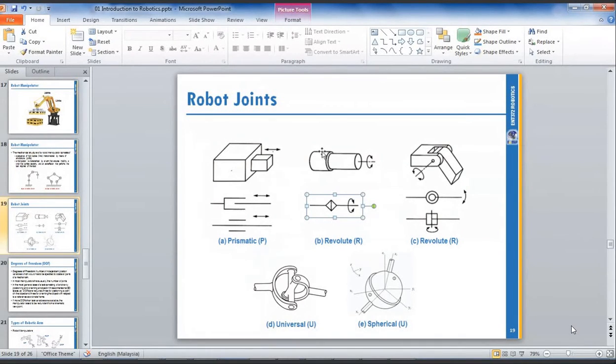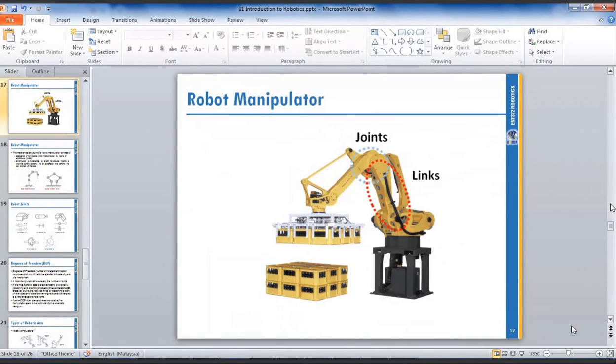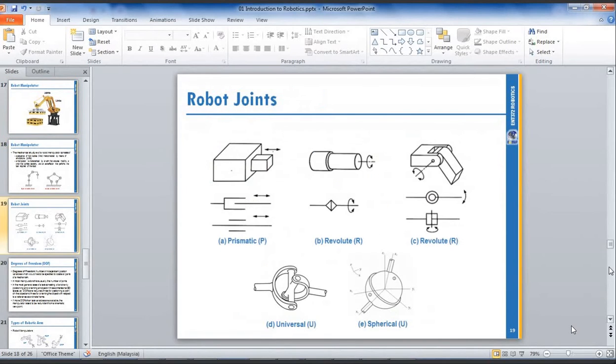This type we call revolute. Normally you find this type of revolute joint at the bottom part of the robot. So for example, this one. This part is a robotic revolute joint. This is also revolute, but the drawing is slightly different. So you see, the first revolute joint is this part. This one.